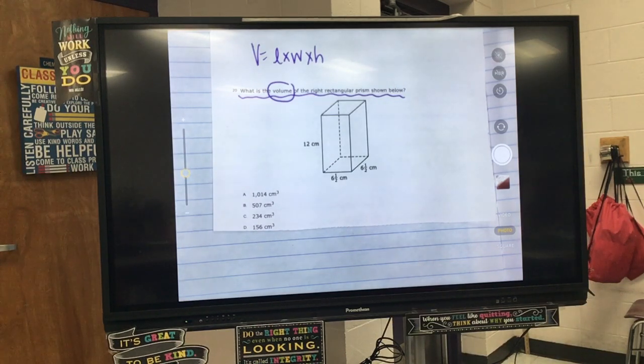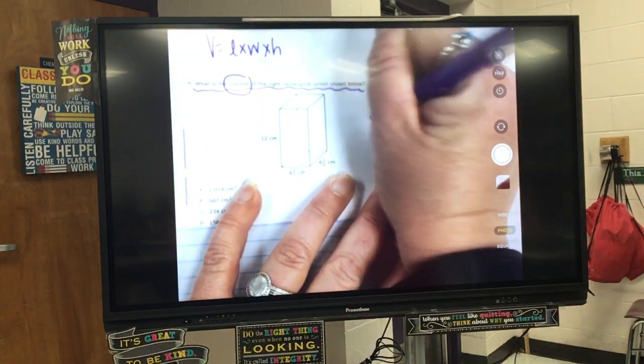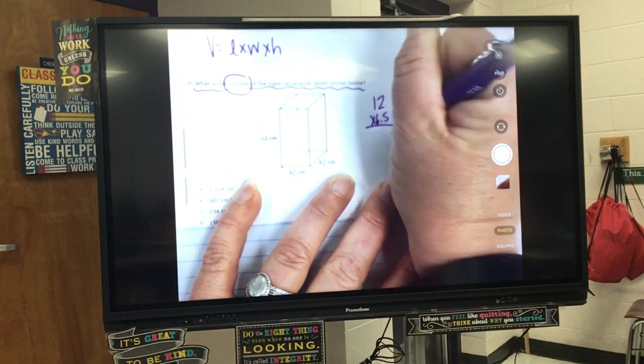All right, so I'm going to do the decimal way because, as you guys know, I do not like fractions. But if somebody wants to show their fraction way that did it as fractions, I don't have a problem with that either. All right, so we are going to start out with doing 12 times 6.5.